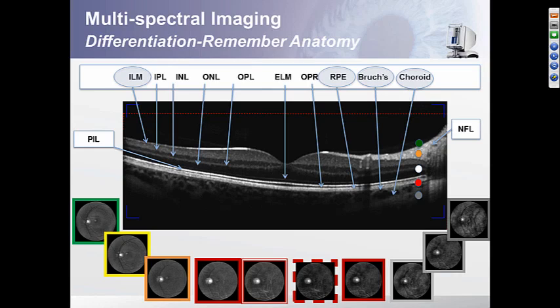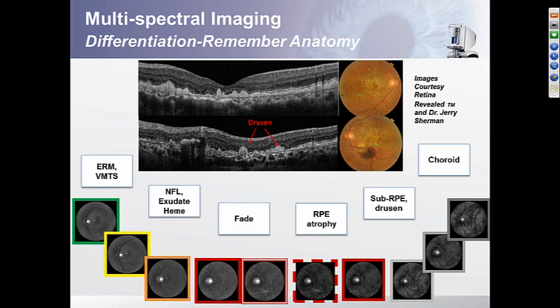I put some representations with the dots on the screen there that generally show you where you're at in the retinal anatomy on cross-section as you move through those spectral slices. And that should help with interpretations that we send out into the field.